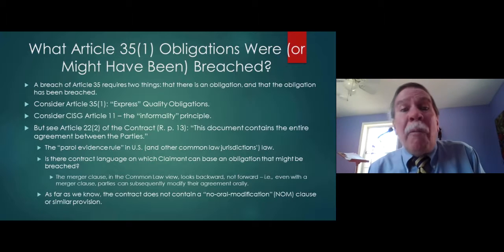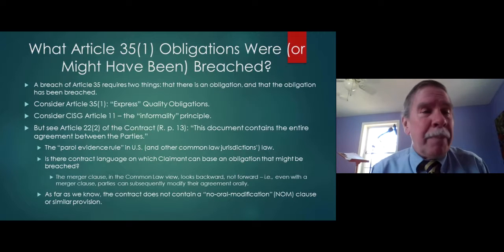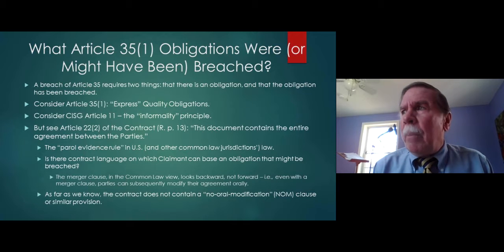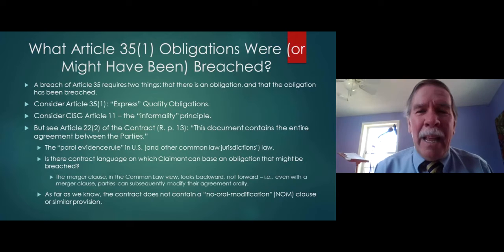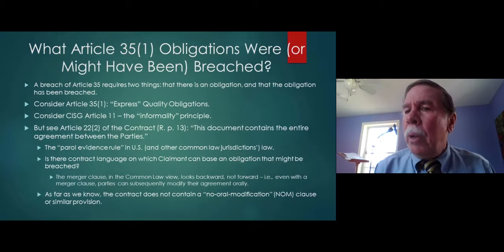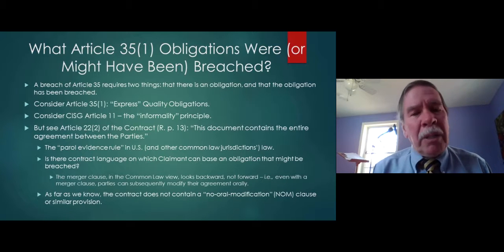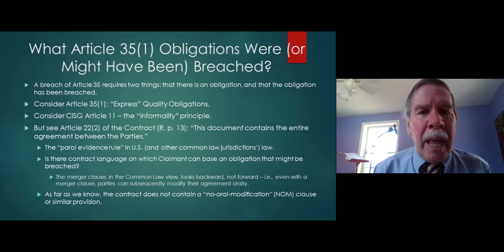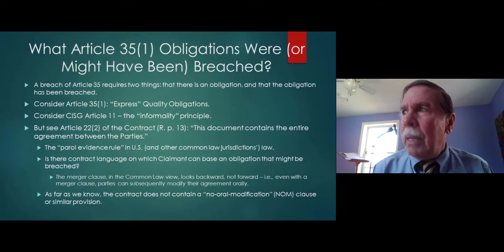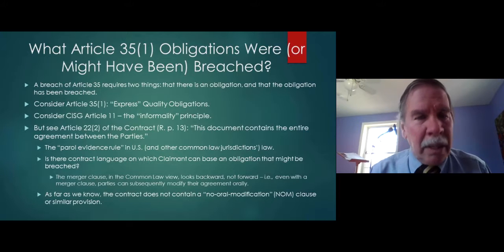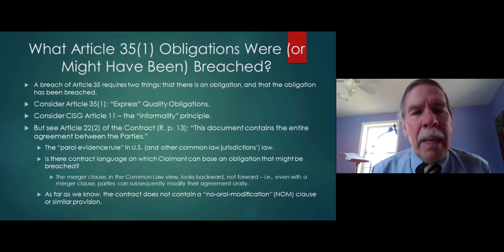So-called express, or perhaps affirmative, quality obligations are better to talk about. Is there something here that suggests that the goods are or might have been nonconforming to something that was expressed in the contract? Well, I think you should look at that question rather carefully. There were various quality obligations that were affirmatively expressed in the contract.